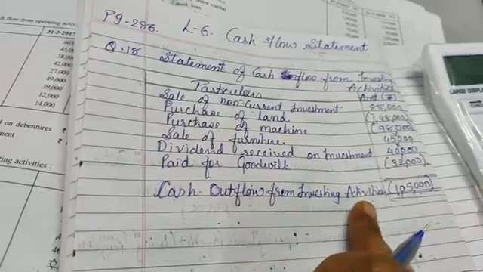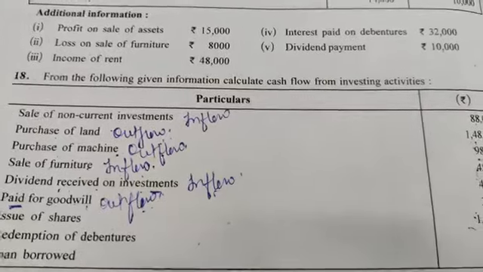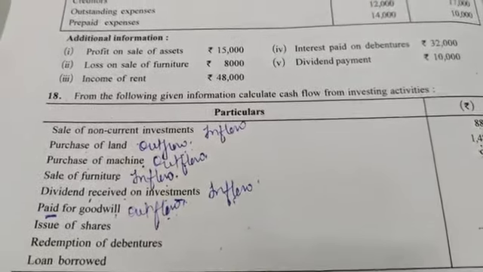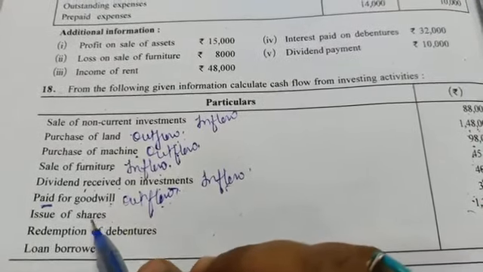Hope the sum is clear in your mind. Now see, in this particular sum, that is question number 18, I forgot to discuss this. That is issue of share.